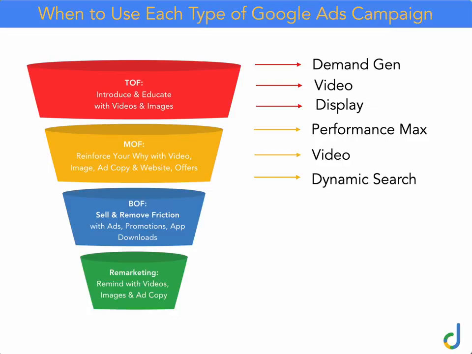With video, the reason I've also put it in the middle of the funnel is that with video ads, you can have some ads which are just introducing, and then other ads which are more educational or taking people through the next level of the sales process. And then dynamic search. Dynamic search is a search campaign, but it's not based on keyword targeting. It's based on targeting by your URLs. So that's why we put it a little bit further up in the buying process.